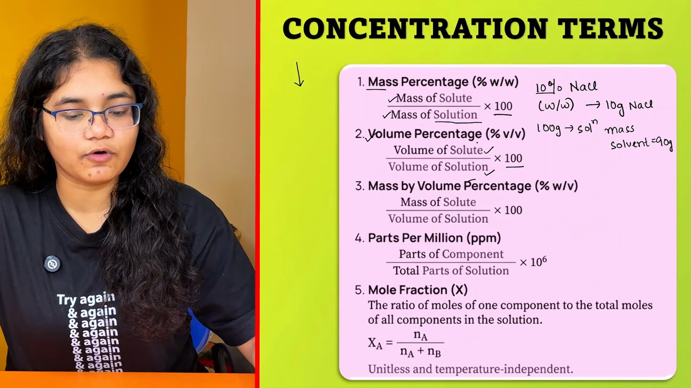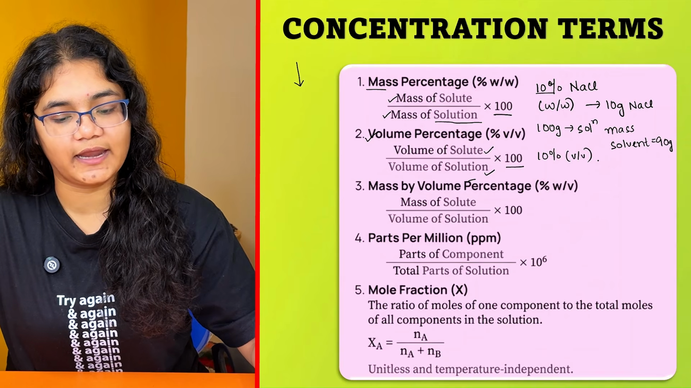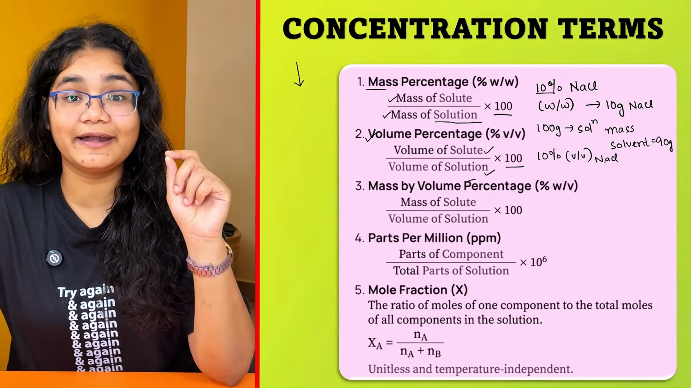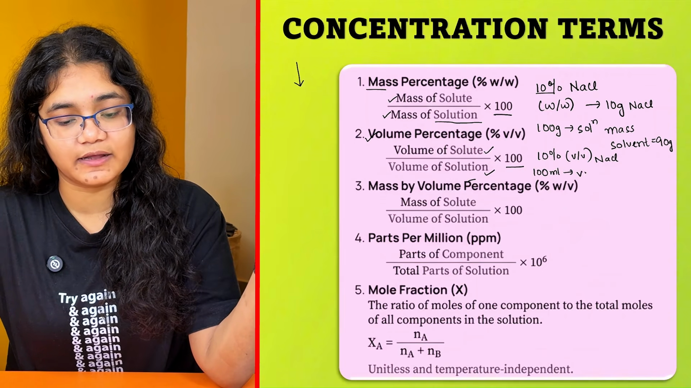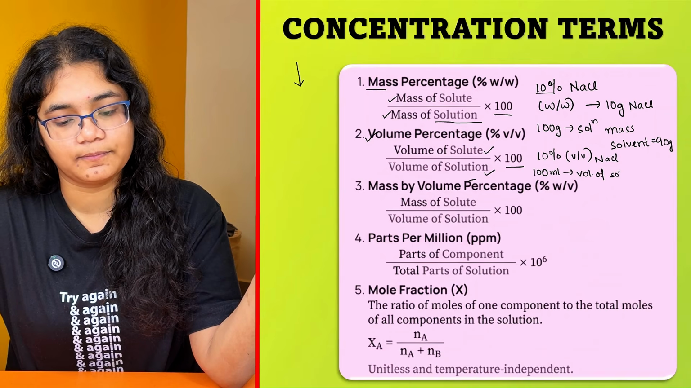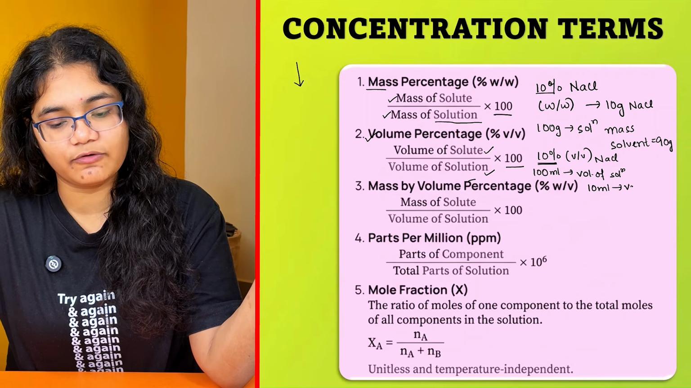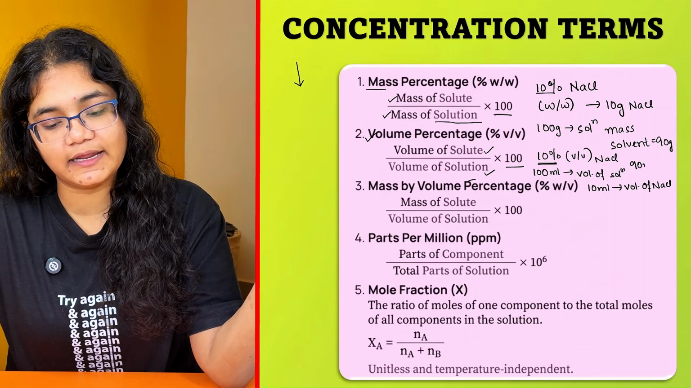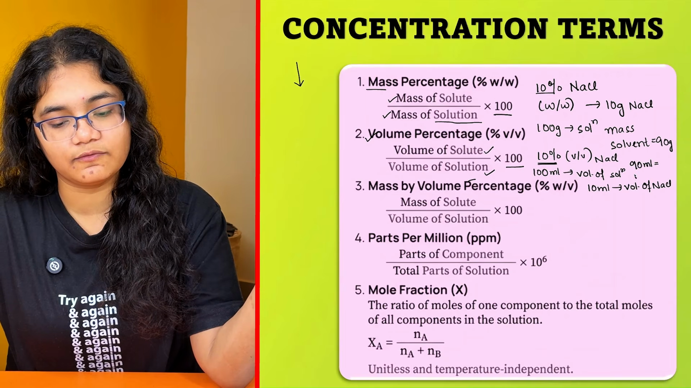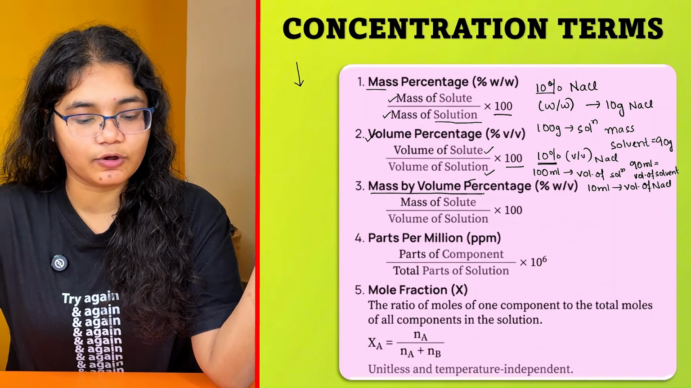Right, now coming to volume percentage. So if you have 10% volume by volume NaCl, then what will you write? 100 ml is the volume of the solution. In that, 10 ml is volume of NaCl. Then you have 90 ml, which is equal to the volume of the solvent. Clear? Now coming to mass by volume percentage.